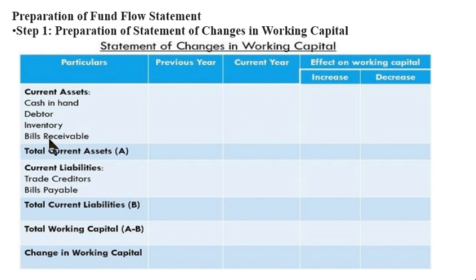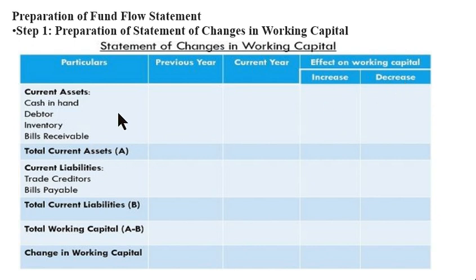The first step is the preparation of a statement of changes in working capital. The format goes like this. Particulars, previous year. As you know, in the fund flow statement we compare the financial statements of two years. So here you have to write the information of the previous year and current year, and the effect of changes in working capital, increase or decrease.